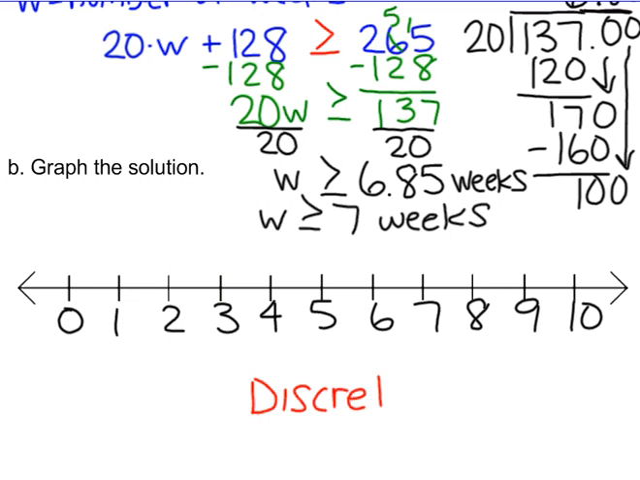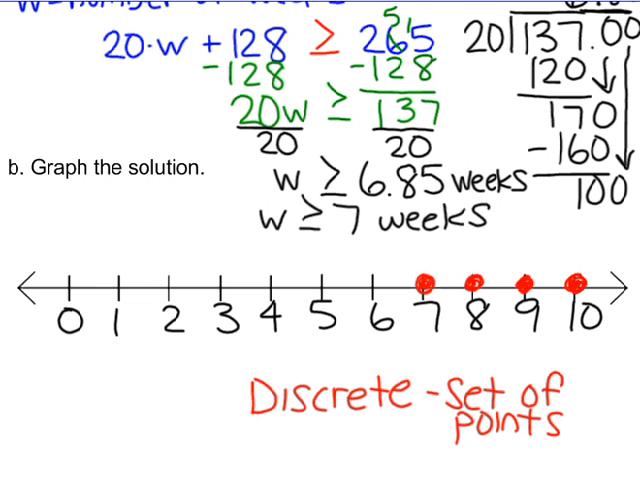and that means that I'm going to use a set of points. So possible solutions to my word problem, W can be 7 weeks, or 8 weeks, or 9 weeks, or 10 weeks, or anything larger than that. So this would be a graph for my final answer.